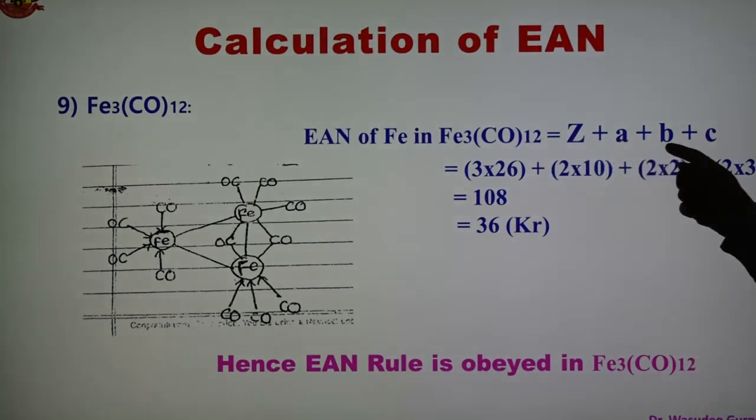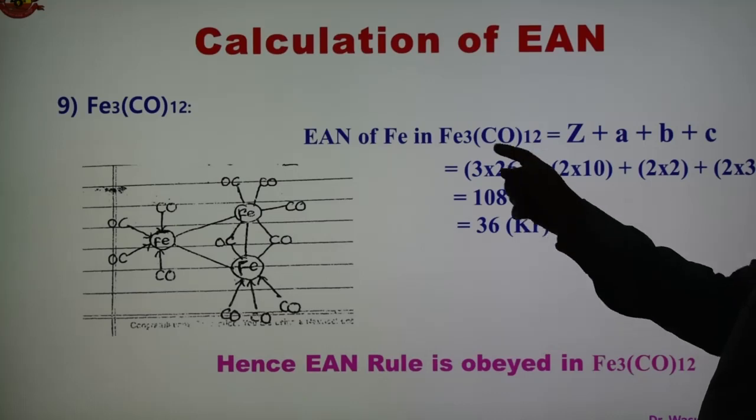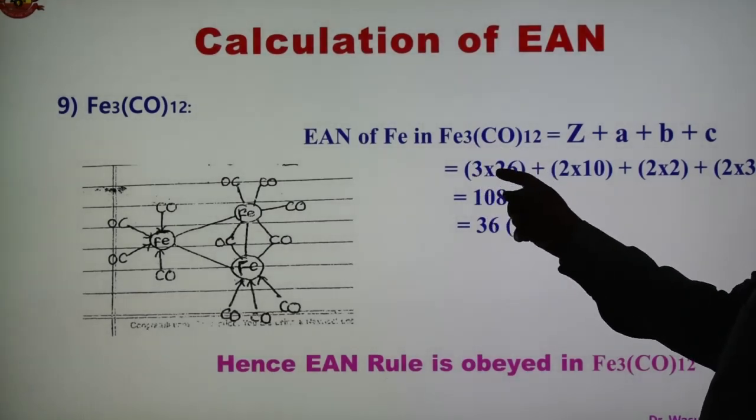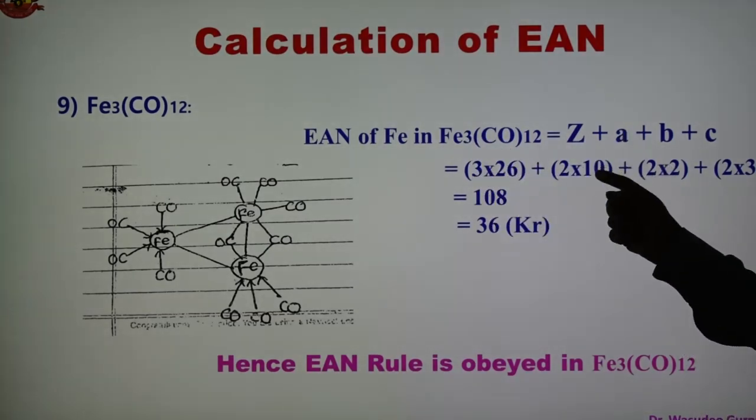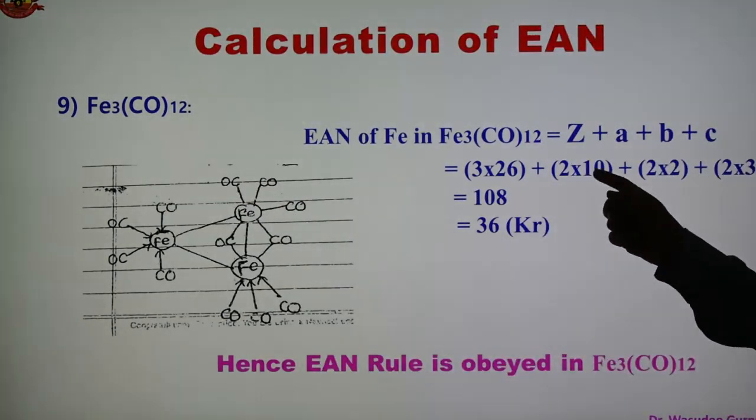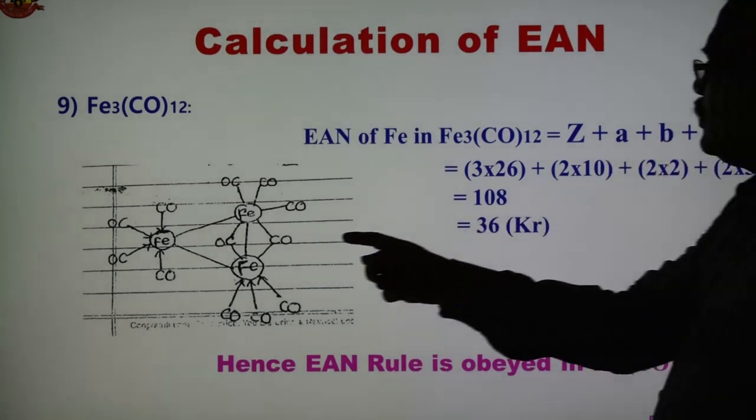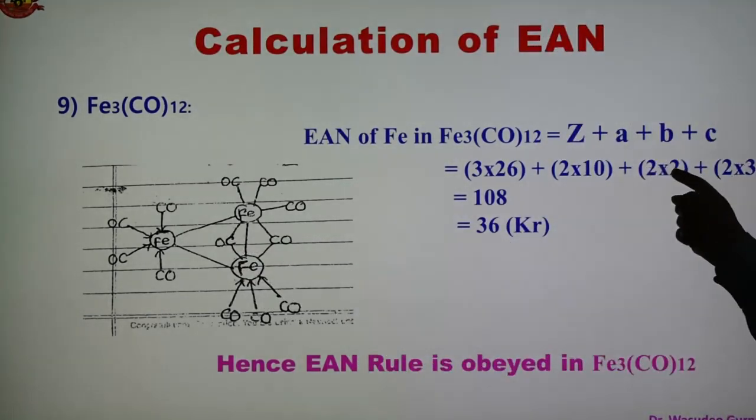Formula is Z plus A plus B plus C. Atomic number of Fe is 26. 3 metals are here, so therefore 3 into 26. Terminal carbonyls are 10, so 3 and 3 and 4. 10 carbonyls are there, terminal, so 2 into 10. Bridging carbonyls are 2, so this is 1 and this is the second, so 2 into 2.